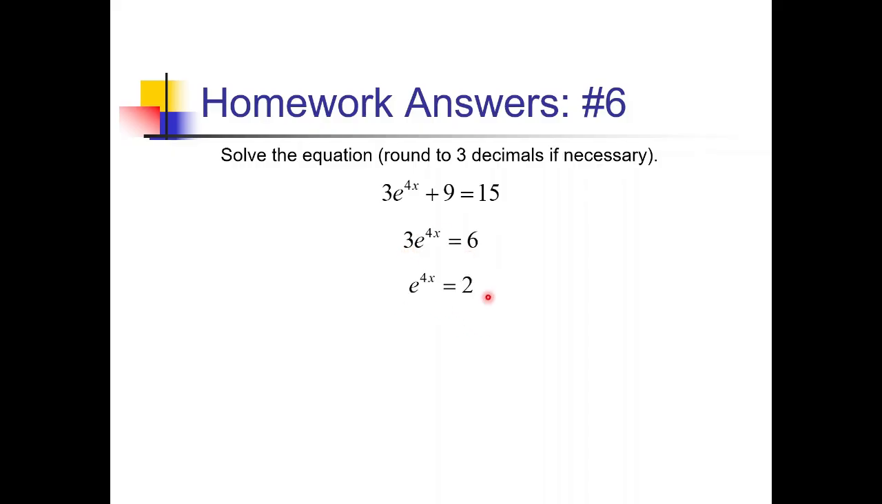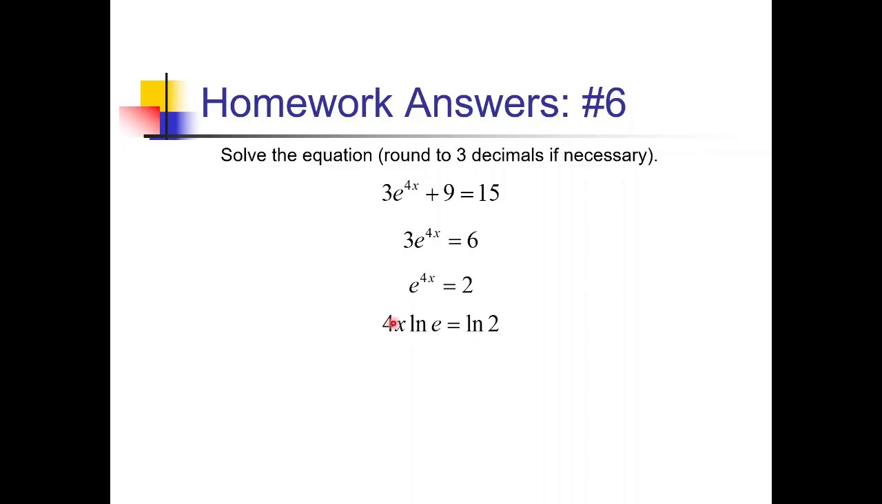Since e and 2 don't have a common base really, I'm just going to use logarithms on this one. Since I'm dealing with e specifically, I'm going to use ln, natural log. So using my pop-out rule, I'm going to end up with 4x times the ln of e on the left side and ln of 2 on the right side.